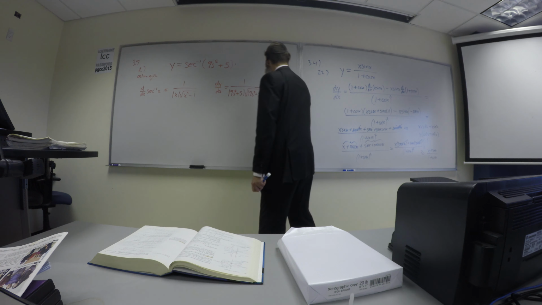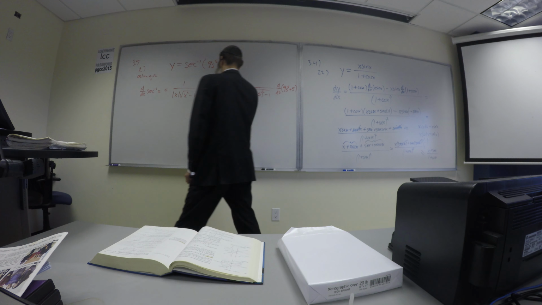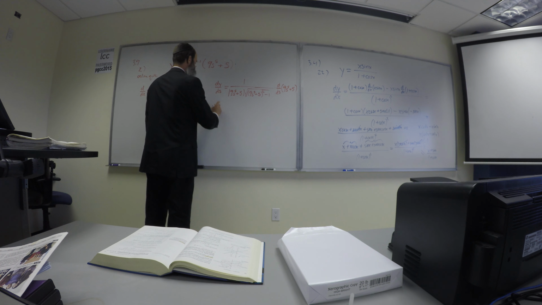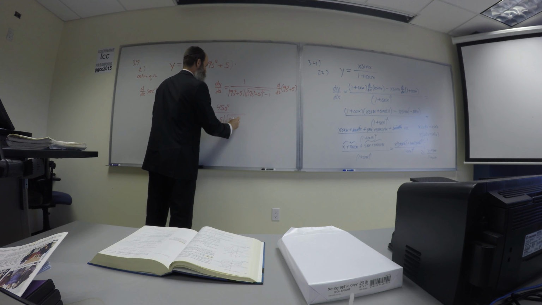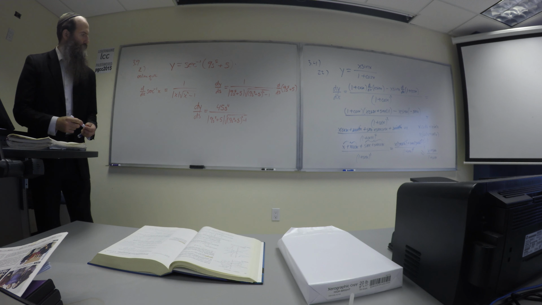Okay. What is the derivative of 9s to the 5th plus 5? 45s to the 4th. Right. So 45s to the 4th is going to go up here, and that should be about it. dy/ds equals 45s to the 4th over this expression. There we go. Nothing cancels, so that's it.